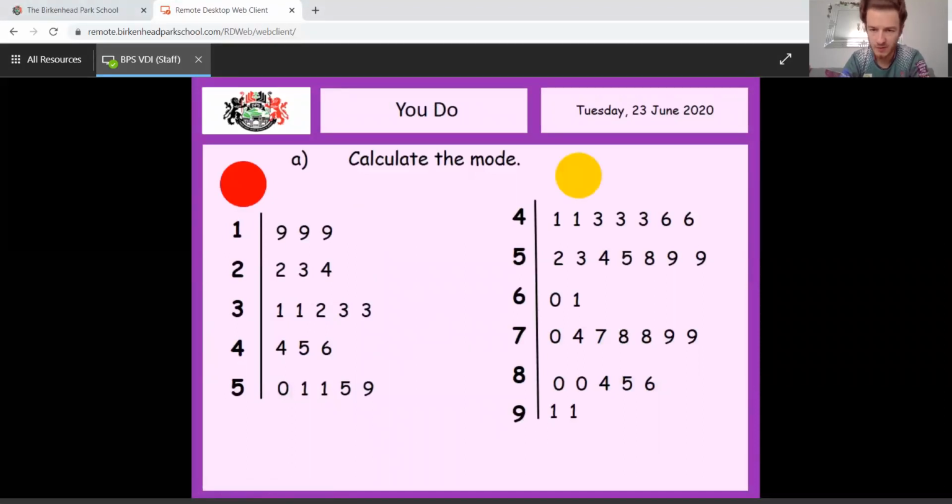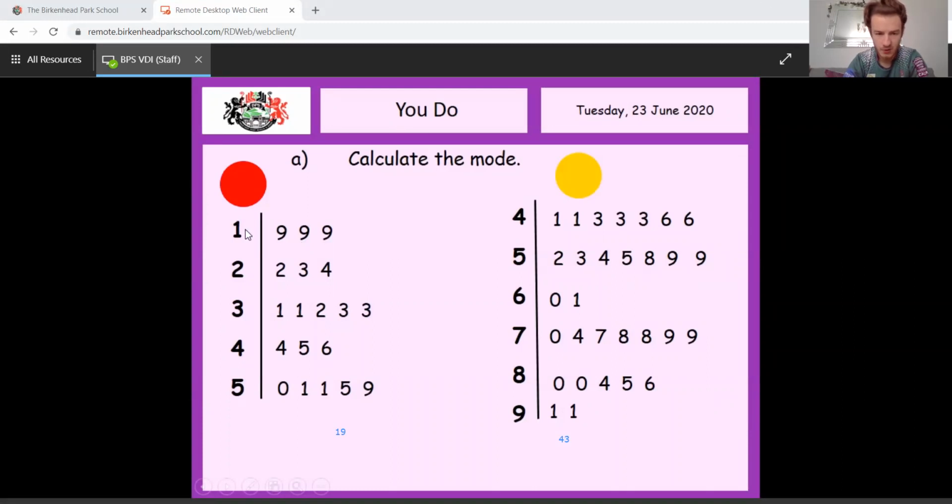So, once again, calculate the mode, red and amber question. What number appears the most on each of those stem and leaf diagrams? Off you go.